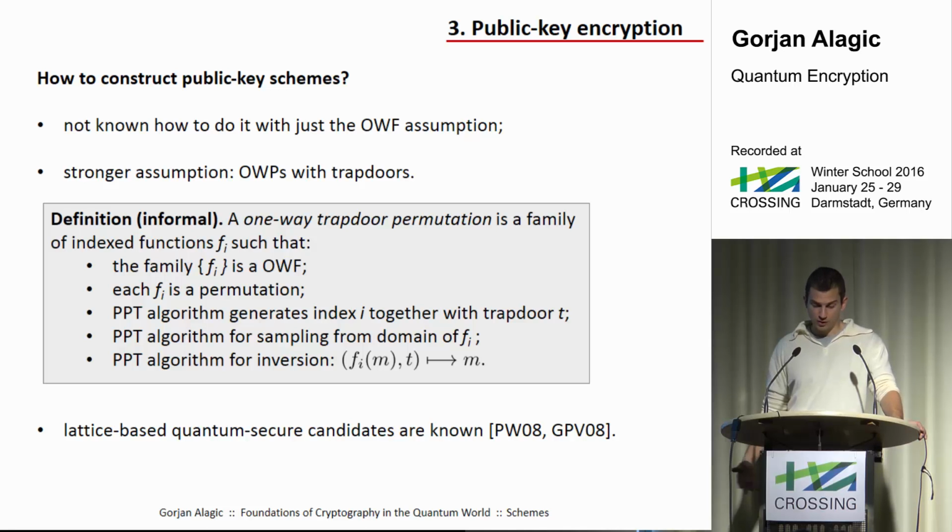Okay. So this sounds like a whole mess of things to require. Do these things actually exist? Of course they do. In the classical case, RSA gives a trapdoor permutation if viewed appropriately, and there are also lattice-based quantum secure candidates. You can look at these papers by Peikert and Waters, by Gentry, Peikert, and Vaikuntanathan, and by Kuntz. They give some constructions.